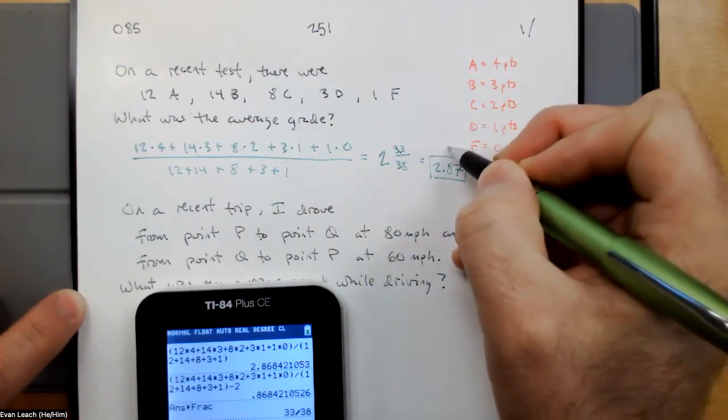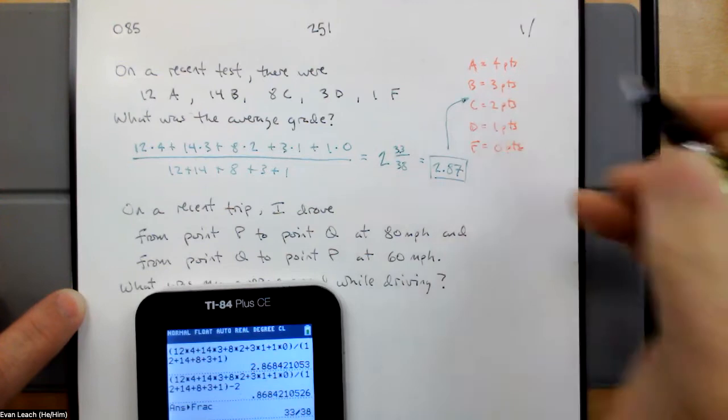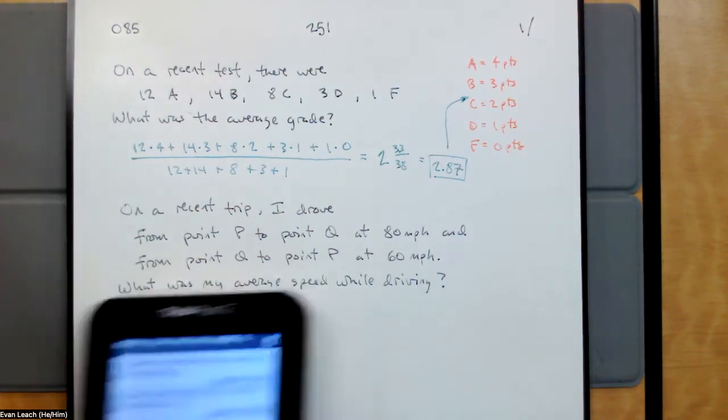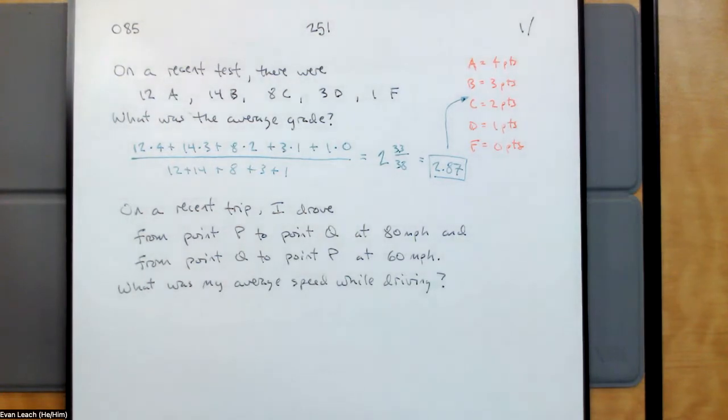Which lands us between C and B. If I had to round this up to a whole grade, we can go with B. We could sit there and debate about whether it's a C+ or a B-. That I think is probably an empathy test. If you're nice, you're going to want to go B-.